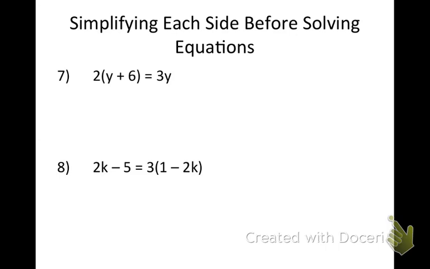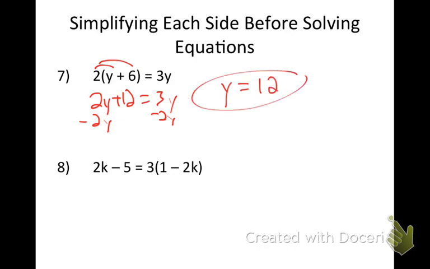Take a couple seconds to try these two on your own. All right, if we look at number 7, what would be the first thing you want to do, Drew? Distribute. So you get 2y plus 12 equals 3y. Then what would you do, Drew? Subtract 2y. And you end up with an answer of y equals 12.